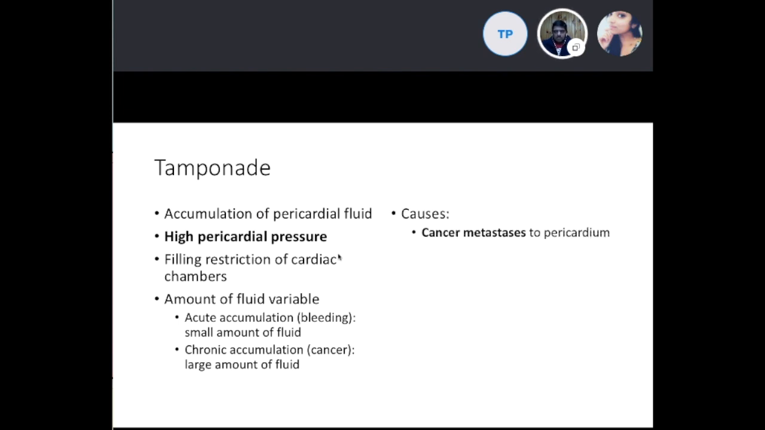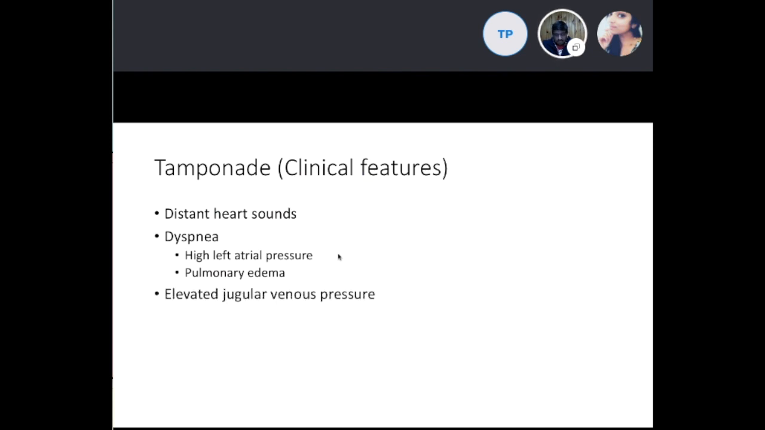The causes, obviously, are cancer metastasis to the pericardium, uremia, pericarditis, or trauma. And the treatment for these patients will be drainage or effusion removal. For the clinical features, you'll hear distant heart sounds. You often get dyspnea because of the high left atrial pressure and pulmonary edema. You also see an elevated JVP, because the right atrium cannot fill normally, so the pressure gets elevated and backs up. You'll also see pulsus paradoxus, and we'll cover this in more detail in the next slide.